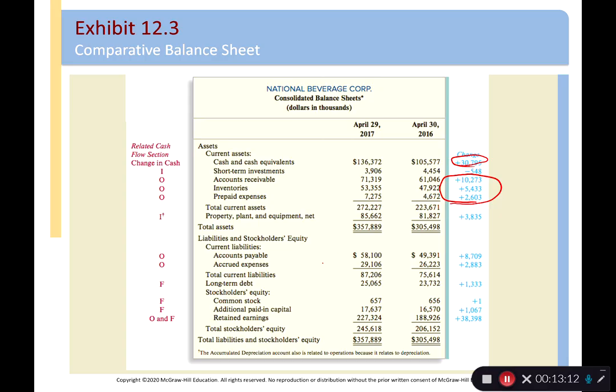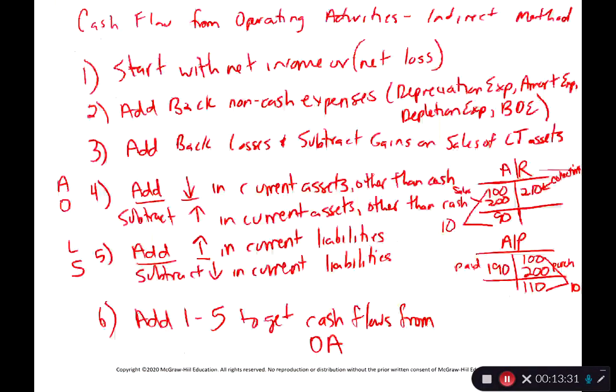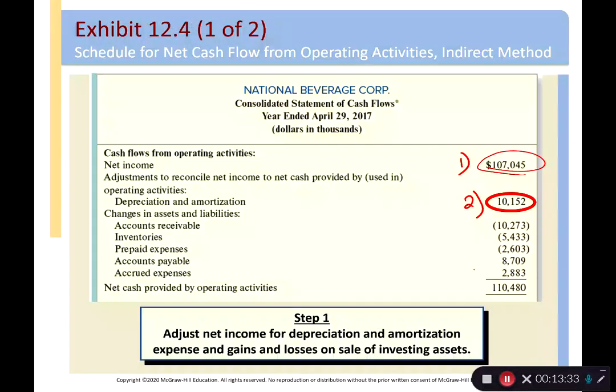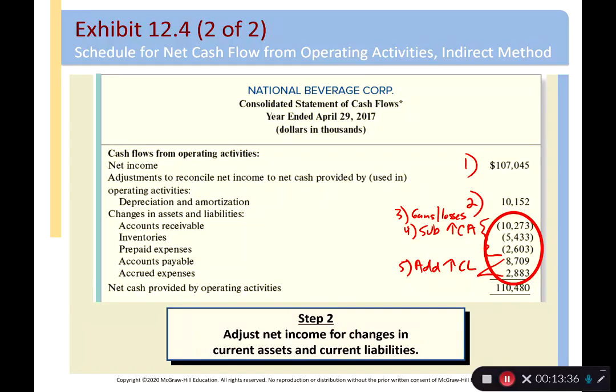And then in our current liabilities, those went up as well, which is why we add those changes. So assets are opposite. We're subtracting all of those increases in current assets, and liabilities are the same. We end up adding the increases in our current liabilities. So if I go back to our slide here, we can see that indeed all of the asset changes that went up, we subtract, and the liabilities that went up, we end up adding to arrive at the net cash provided by operating activities.